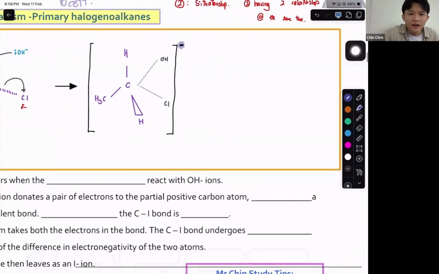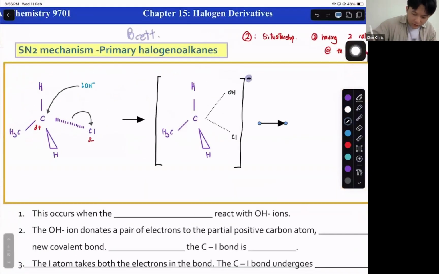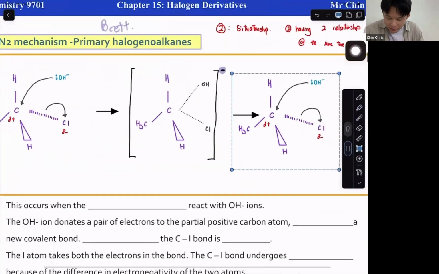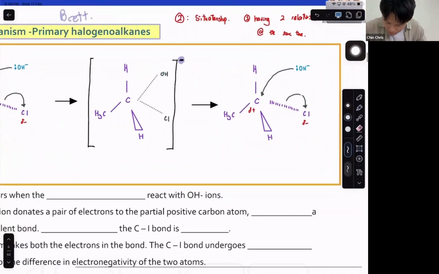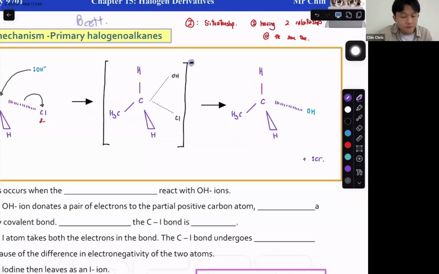Okay, finally, at the end of the day, I'll have this, and your Cl is being replaced by an OH. Okay, then you have a Cl minus formed. Okay, please write it down. Once done, we are moving on. Clear?